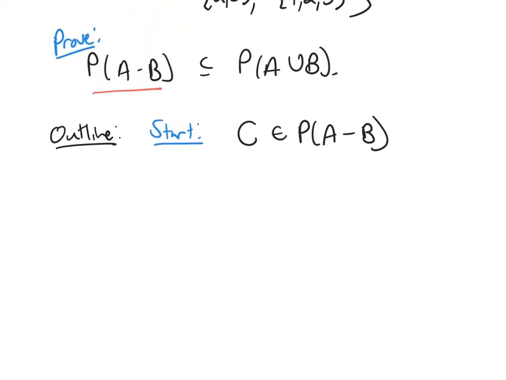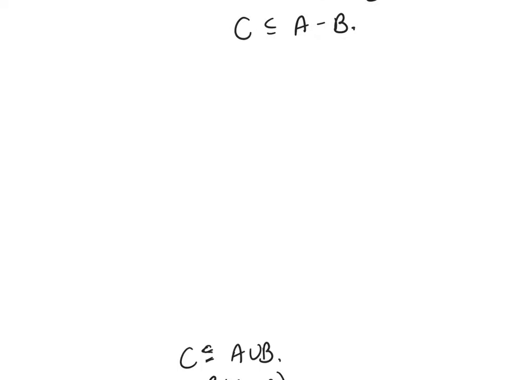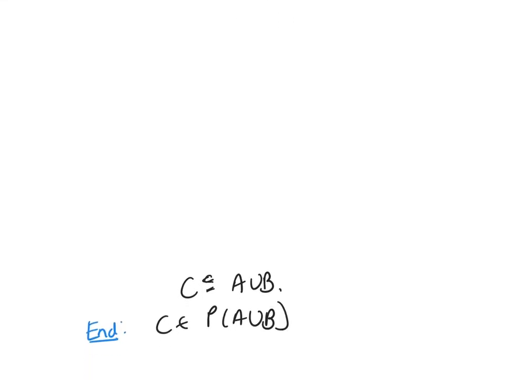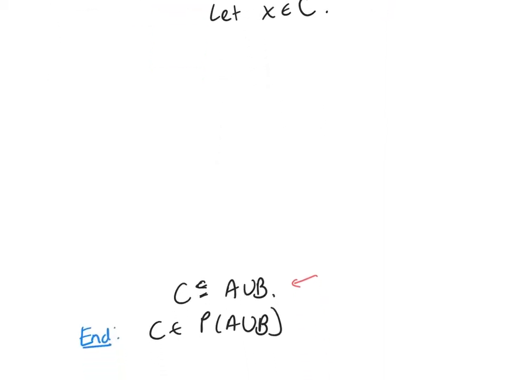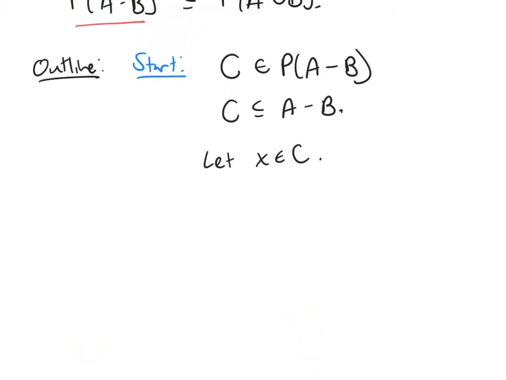Okay, let's go back here. Again, to be an element of a power set means you're a subset. So C is a subset of A minus B. And here's where you're going to have to look back at your end. What do I need to prove in the end? I need to prove that C is a subset of A union B. So I'm going to start with an arbitrary element out of C, and I'm going to show that that element X needs to be in A union B.